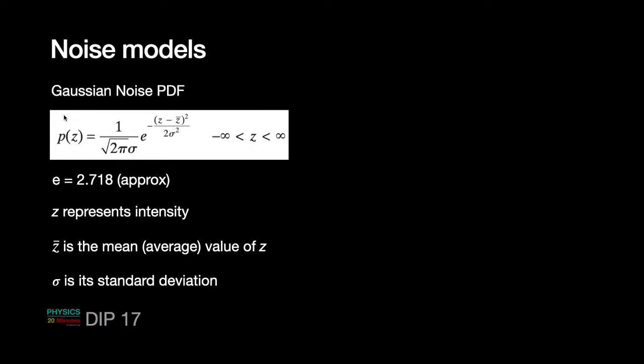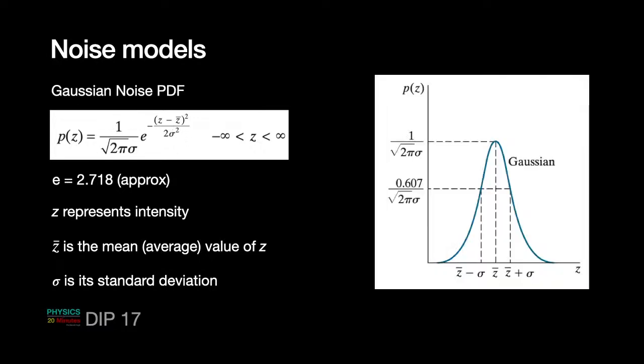So how does the graph look like? This is how the graph would look like. The graph is centered at around Z bar, the average value, then it drops symmetrically on both sides. When this is equal to 1, then this determines the amplitude or the peak here, and these are the half power points. That is the values of Z at which the intensity drops to half. So these are the half power points or half intensity points.